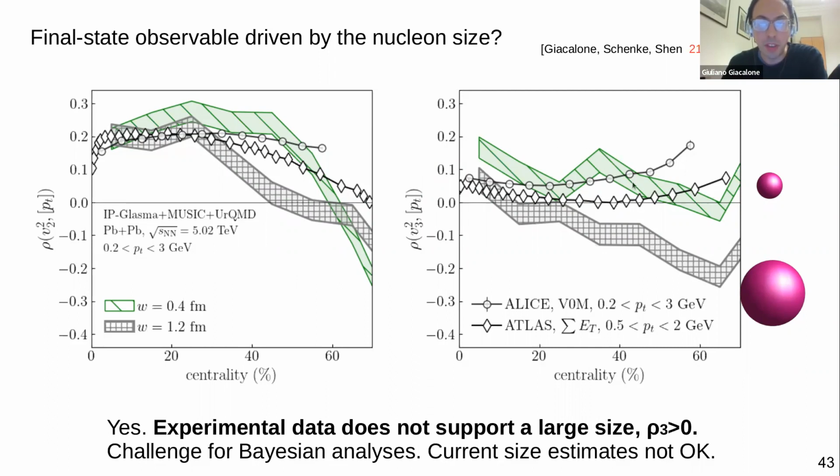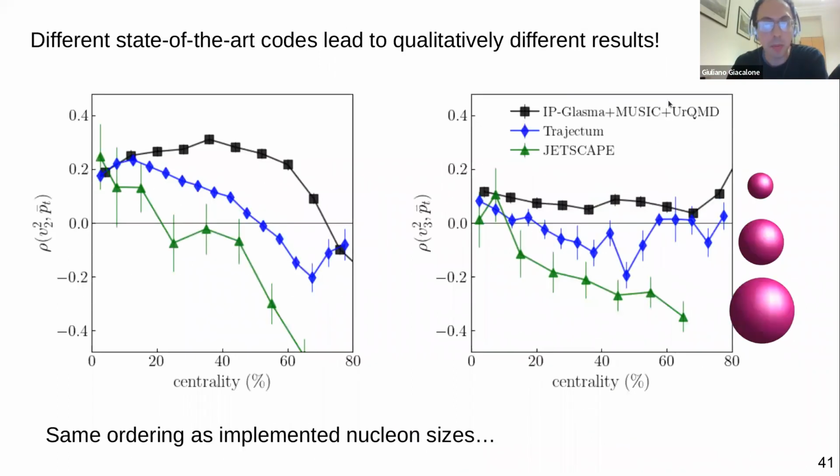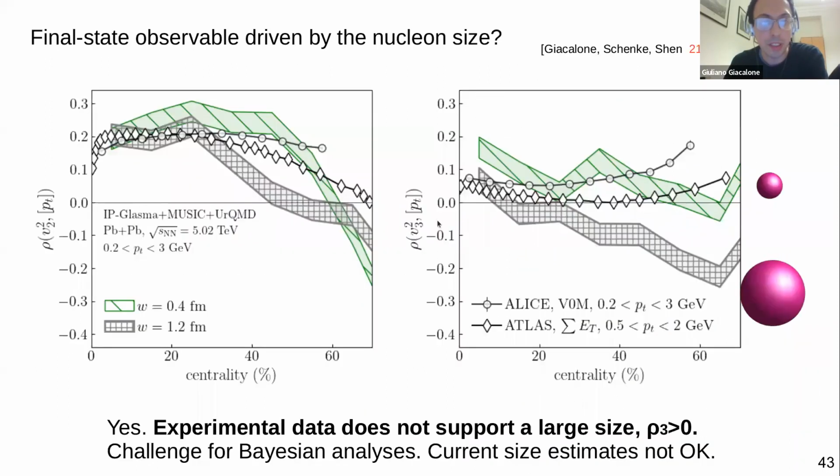So things are more consistent with, if you want, the picture of IP-Glasma plus MUSIC than with the other two calculations. Although these are state-of-the-art results from Bayesian inference, they are just inconsistent with the experimental data. And the one crucial role, which is clearly at play here, is the size of the nucleons. The current estimate of these large, or fat, nucleons that you get from the Bayesian analysis is not viable. You cannot describe these observables.